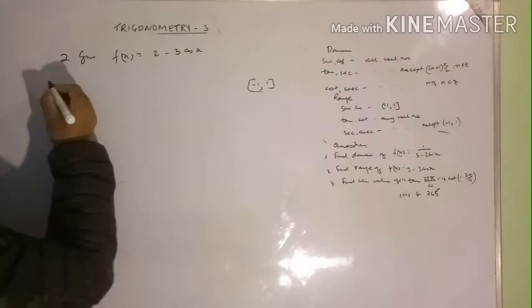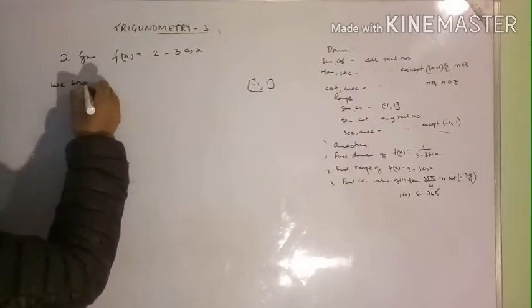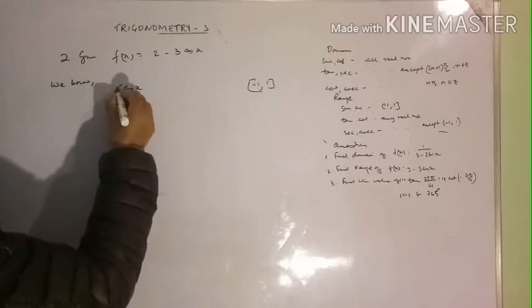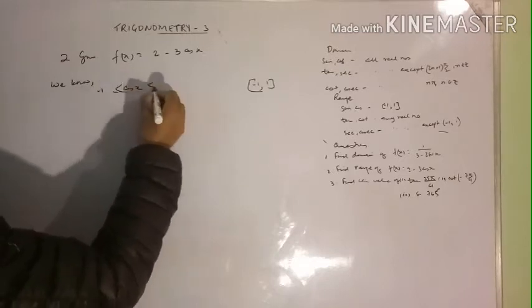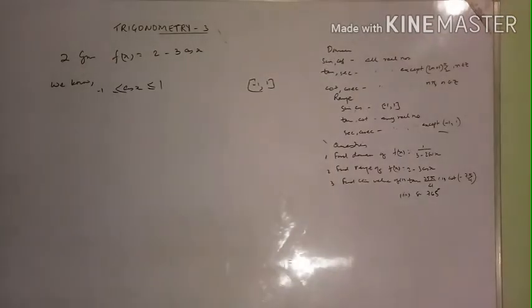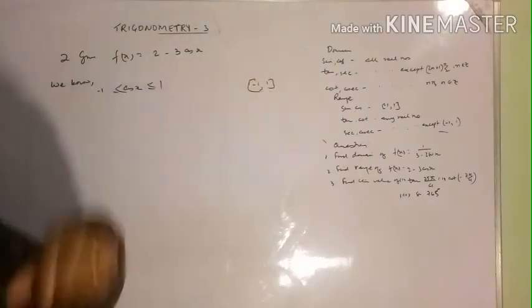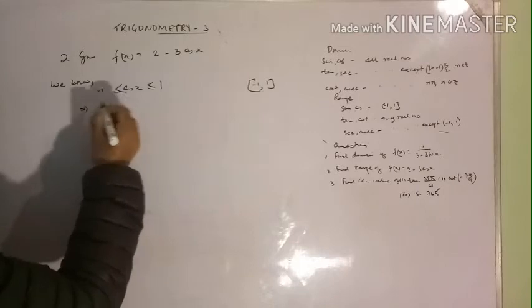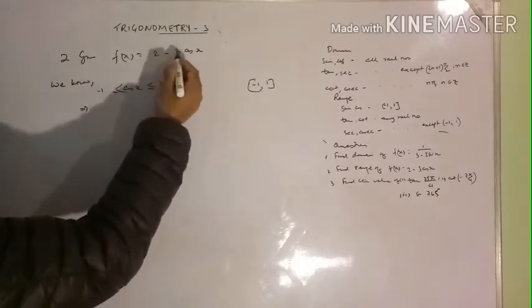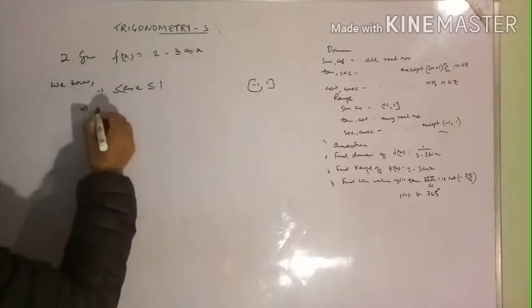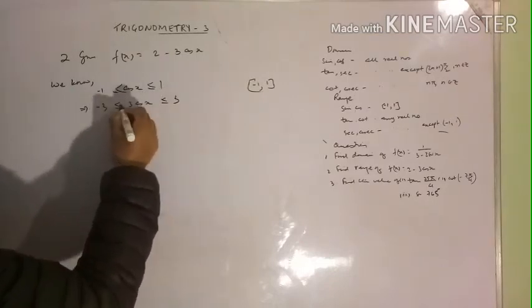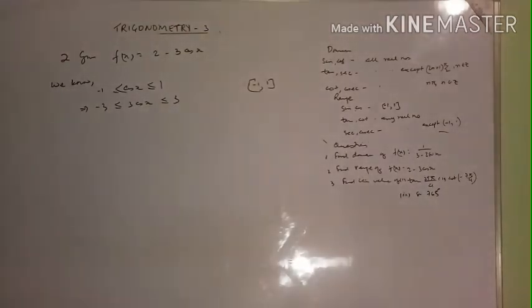That means we know this cos x lies between -1 and +1, because that is the range of cos x. This implies, now to get 3 cos x, we multiply everything by 3. So you get -3 less than or equal to 3 cos x less than or equal to 3. That means 3 cos x lies between -3 and +3.